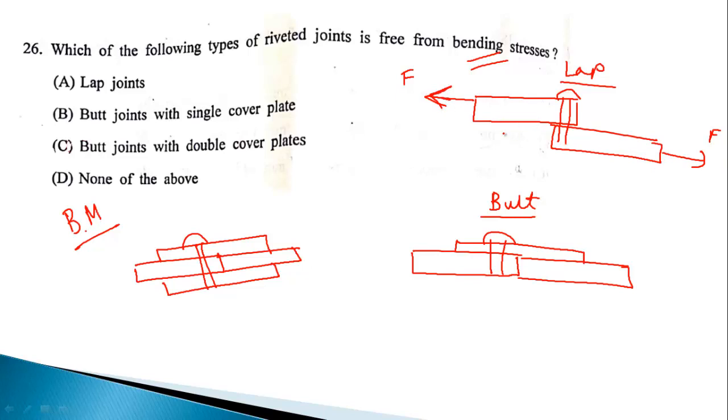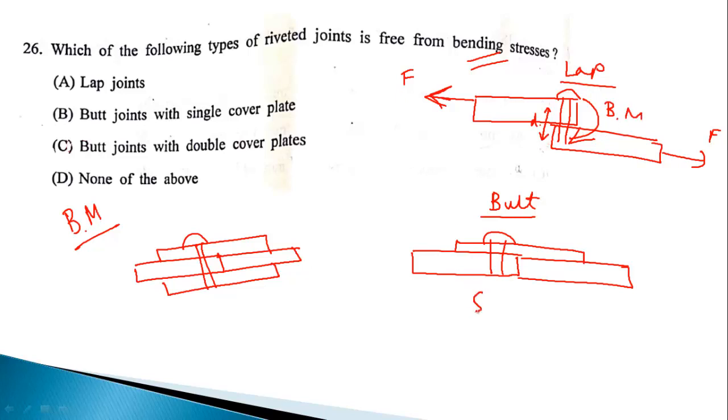These two forces are never in the same plane, because a distance is generated between the two forces. So obviously a couple will come into action, and that's why in a lap joint a bending moment is generated, so it is not free from bending stress.